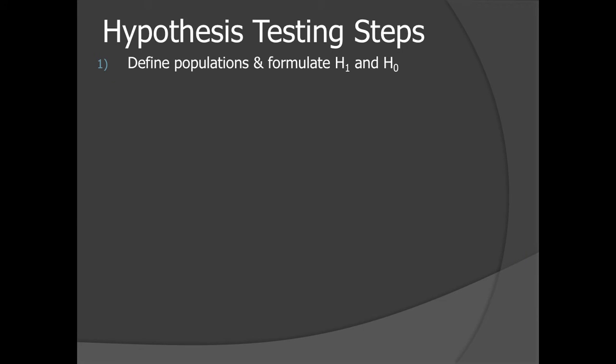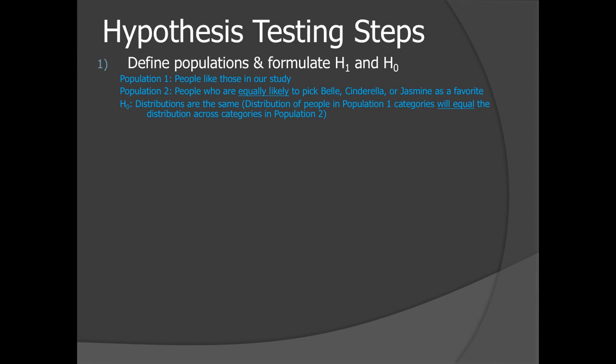So our first step is to divide the populations and formulate our null and research hypothesis. So population 1 is people like those in our study. Population 2 is people who are equally likely to pick Belle, Cinderella, or Jasmine as our favorite. Our null hypothesis is that the distributions are the same. So people like those in our study is the same distribution as people who are equally likely to pick Belle, Cinderella, or Jasmine as a favorite. And our research hypothesis is that the distributions are different.